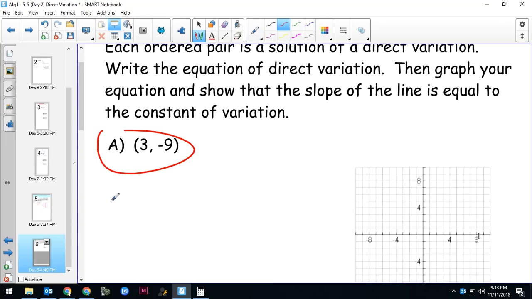Remember that the constant of variation, the k value, is just y divided by x. So I can find my constant of variation really easily right here. -9 divided by 3, well, that's just -3. Okay? Now I need to graph this function.